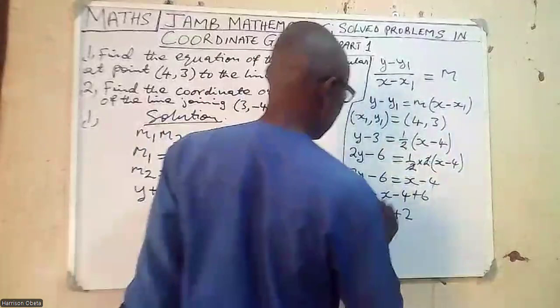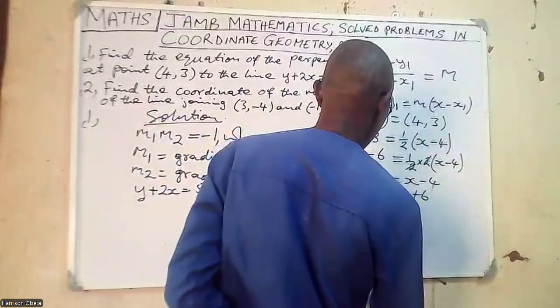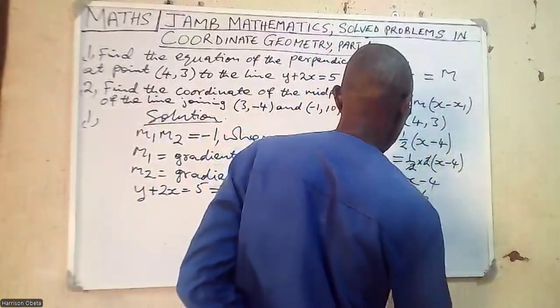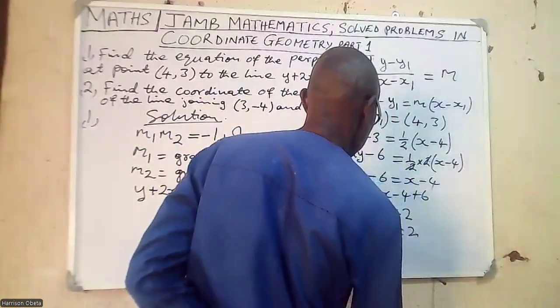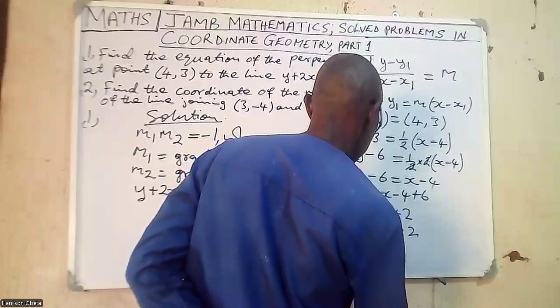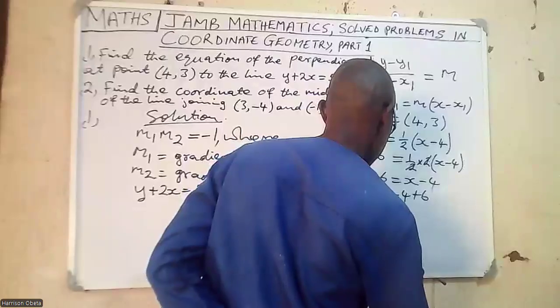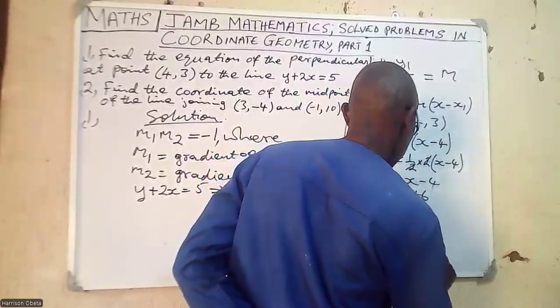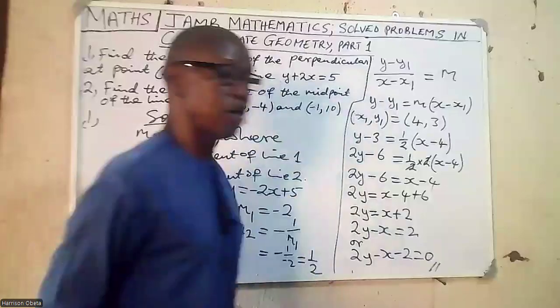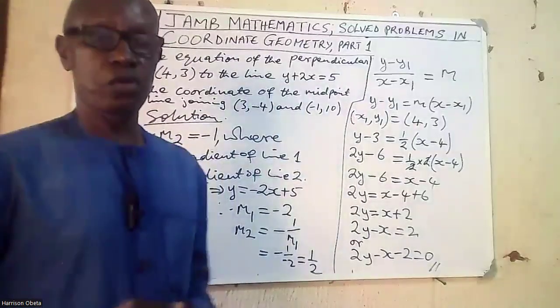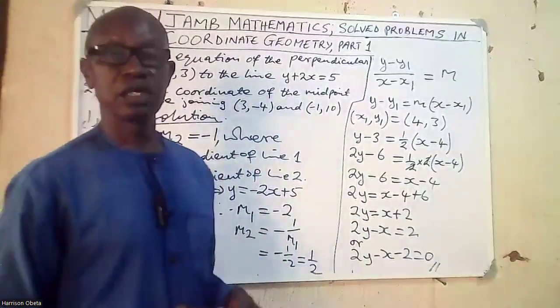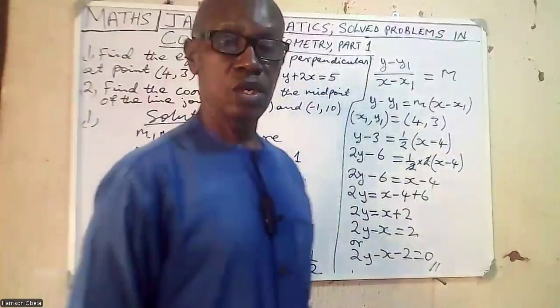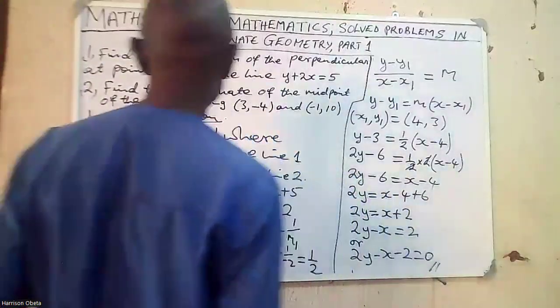So our final answer should be 2y minus x equal to 2, or 2y minus x minus 2 equal to 0. So this is the equation of the line we are looking for. That is the end of question number 1. We go over to question number 2.